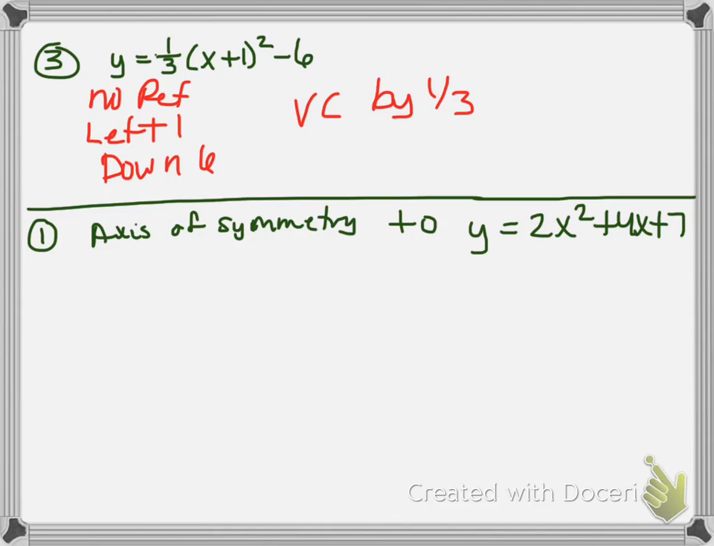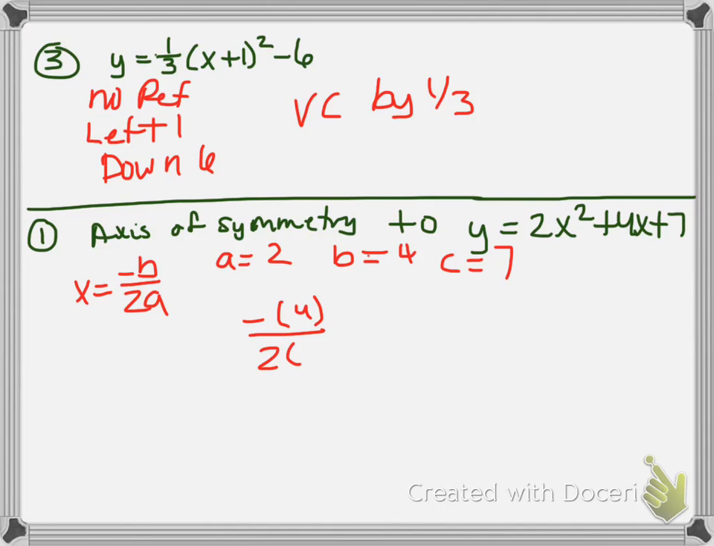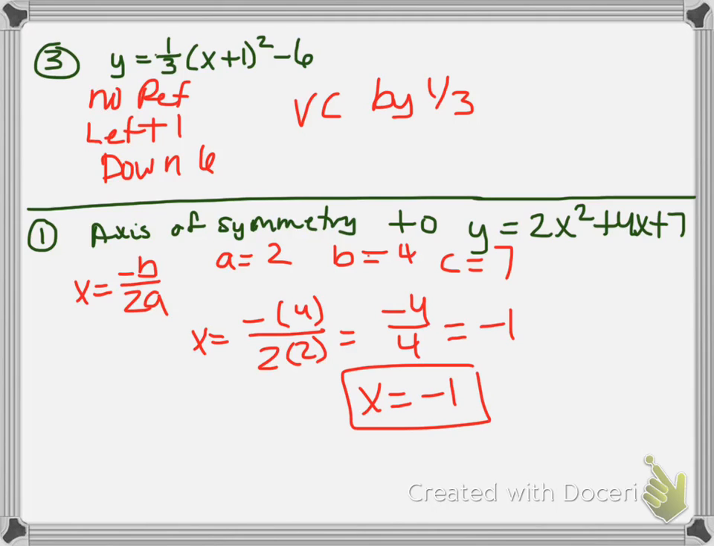So, for number 1, axis of symmetry. What is the formula for axis of symmetry? X equals negative b over 2a. Very good. So when we look at this problem, you should know who A, B, and C are. Even though we don't need C, let's go ahead and identify. A is 2, B is 4, and C is 7. So we plug back into the formula. Negative 4 over 2 times 2, and 2 times 2 is 4. Negative 4 divided by 4. So who's your axis of symmetry? X equals negative 1. Questions?